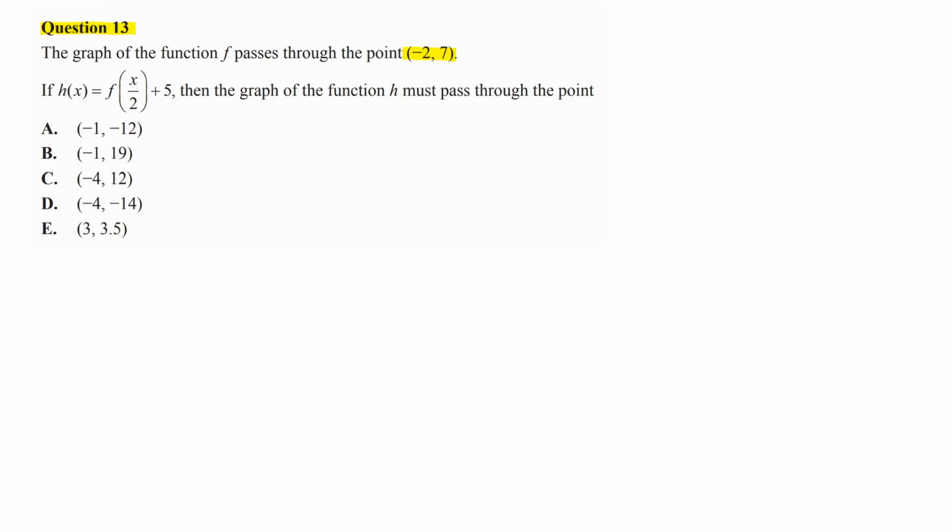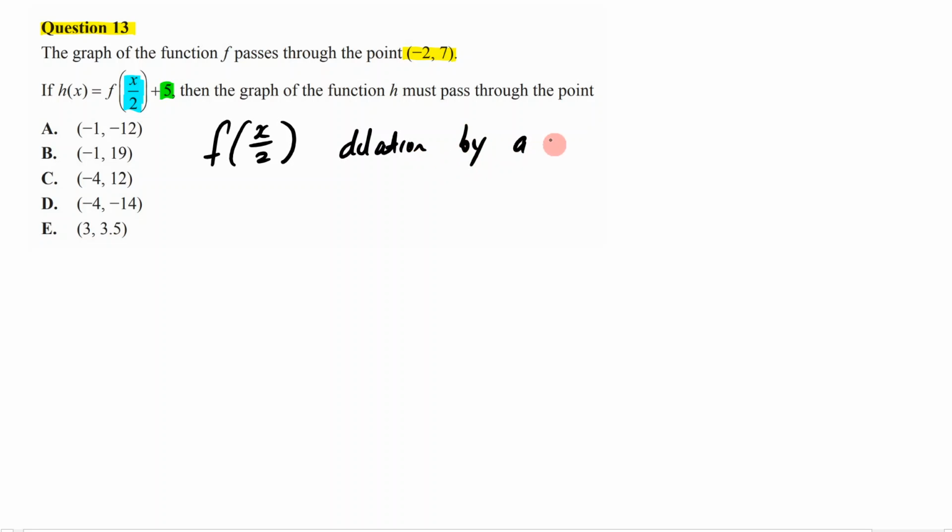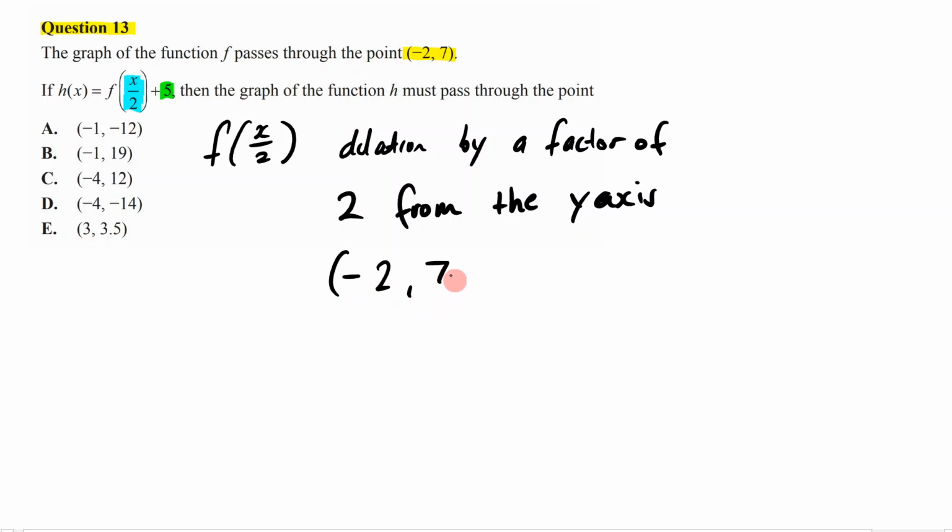Now what we have to recognize is that two transformations are occurring. Here we have a dilation, and then we have a translation over here. So let's begin by talking about our dilation. As you can see, we have this, and what this tells us is we're going to have a dilation by a factor of 2 from the y-axis. So I'm starting with (-2, 7), and I'm going to times the x-value by 2, so it's going to become (-4, 7).